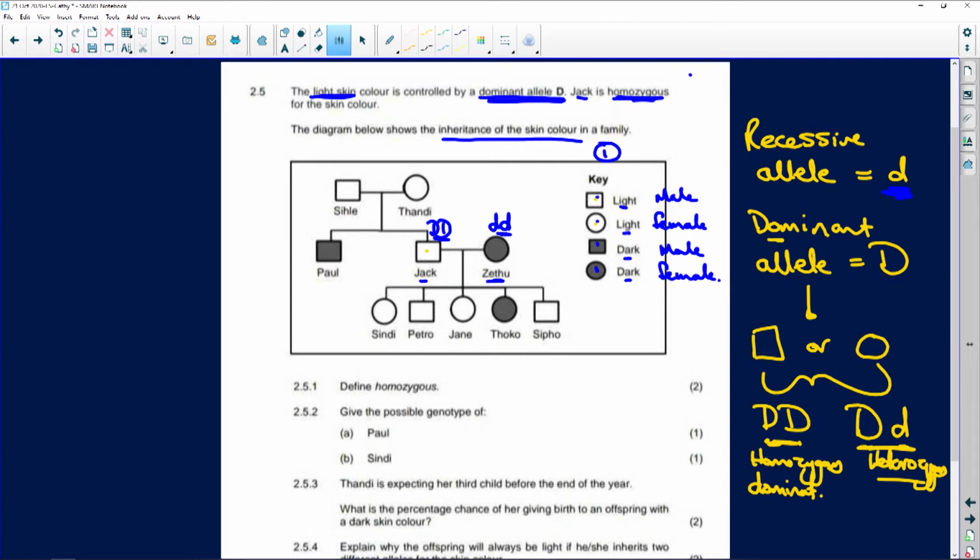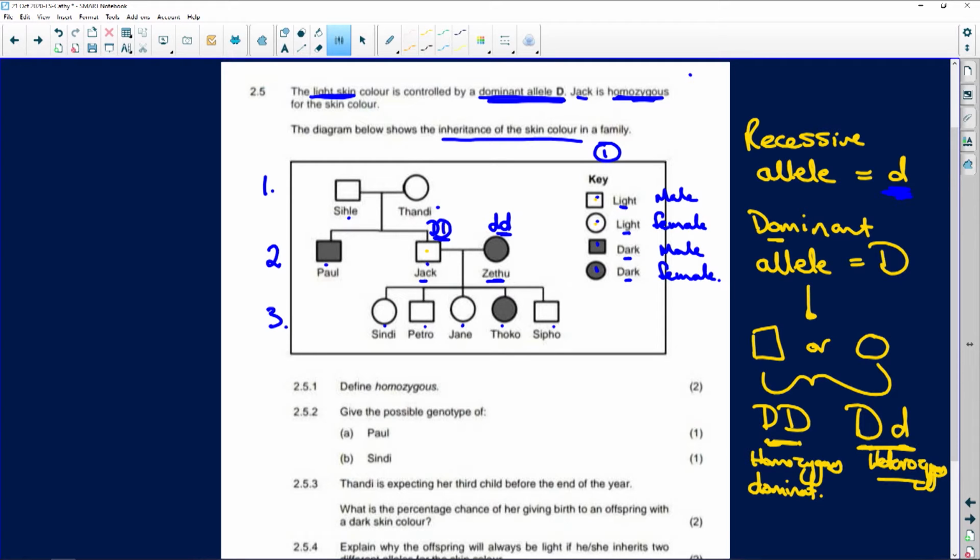So we now need to go to the parents. Let's work from the bottom up. This is the first generation, so this would be your P1. That's your second generation, and this is going to be your third generation. So your third generation line runs through this one, this one, this one, this one, and that one. Second generation will be Paul and Jack, because Z2 isn't part of this family. And the first generation was Sihle and Tandi. They had babies.